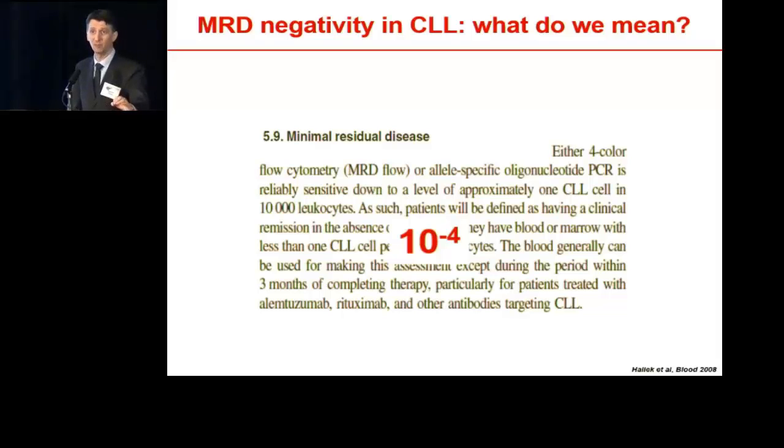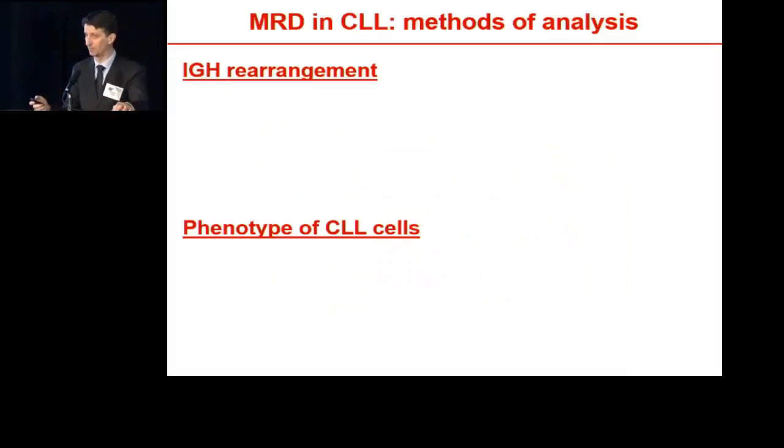Nowadays, we are not capable of reliably detecting any cell below that threshold, and this is due to the fact that we have these two methodologies, the four-color flow cytometry and the PCR, that do not allow us to reach a lower threshold for MRD negativity. So just to make the field clear, these are the two methodologies.